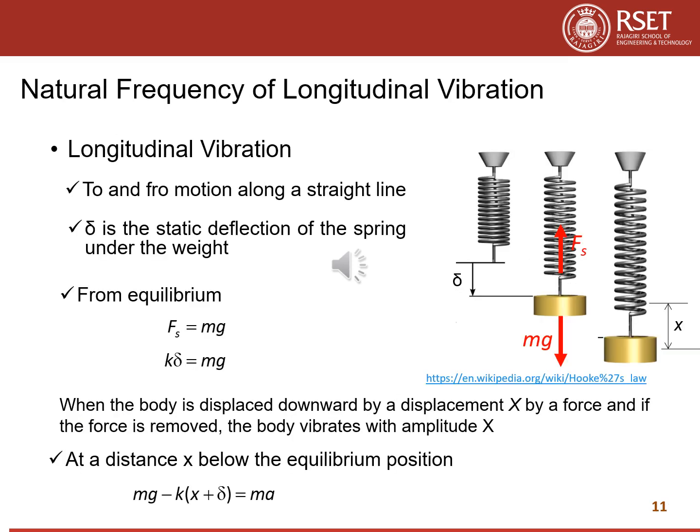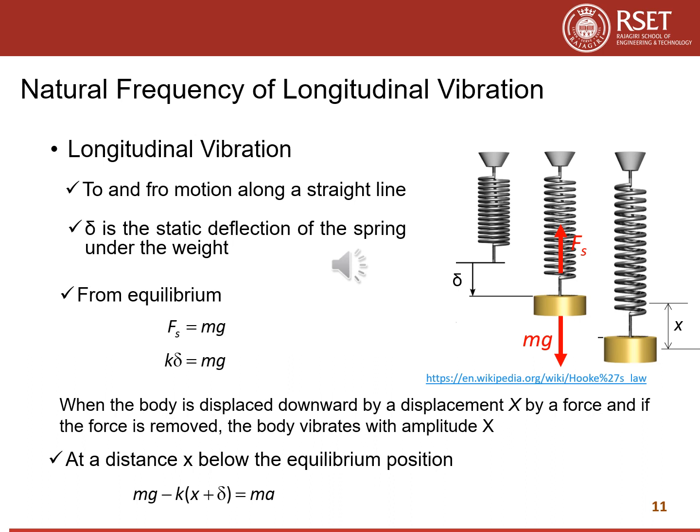Natural frequency of longitudinal vibration. When a vibrating body of a system has to and fro motion along a straight line, the vibration is called linear vibration or longitudinal vibration. Now consider a spring of stiffness K being hung from a fixed support.